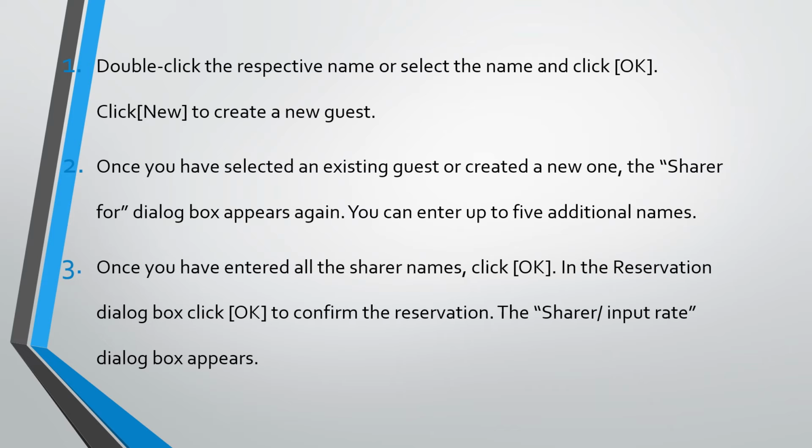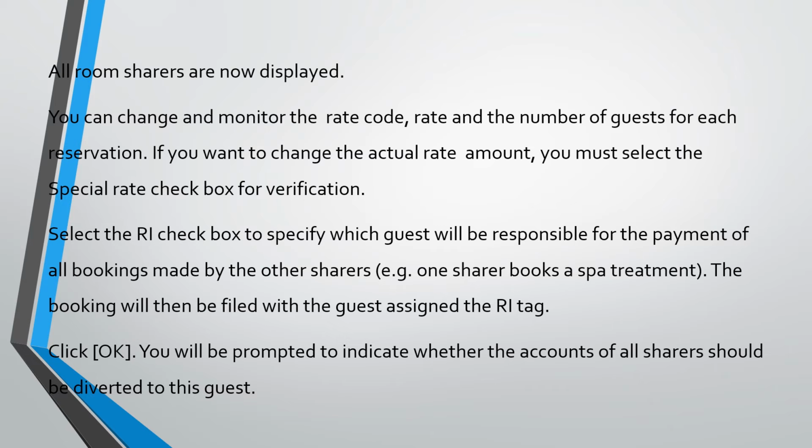In the reservation dialog box, click OK to confirm the reservation. The sharer input rate dialog box appears. All room sharers are displayed. You can change and monitor the rate code, rate, and the number of guests for each reservation. If you want to change the actual rate amount, you must select the special rate checkbox for verification.